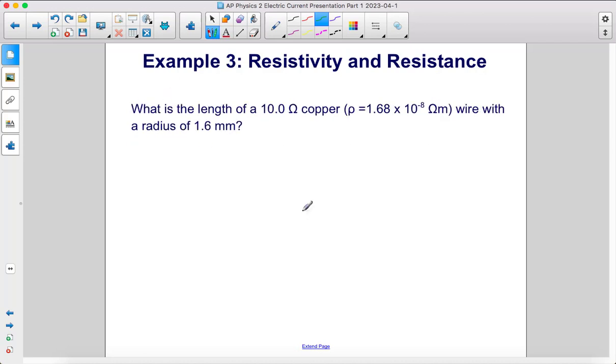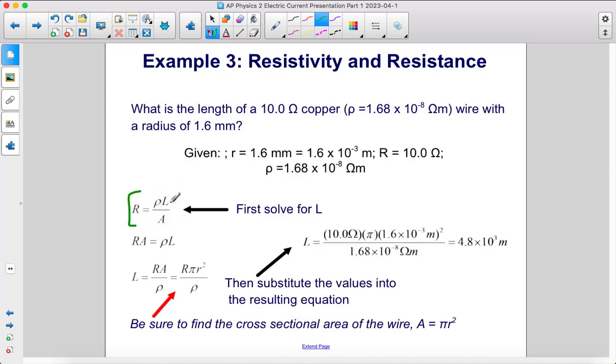What is the length of a 10 ohm copper wire with a radius of 1.6 millimeters? So first, let's solve this equation for L, because we're looking for length. So L equals RA over rho. And this is area. We are given a radius. So if this is our cross-sectional view of our pipe, we are given this value. So we're going to have to find the cross-sectional area using pi r squared. All right, so then here we convert our radius into meters. Then we plug in all of our numbers and we get 4.8 times 10 to the third meters.